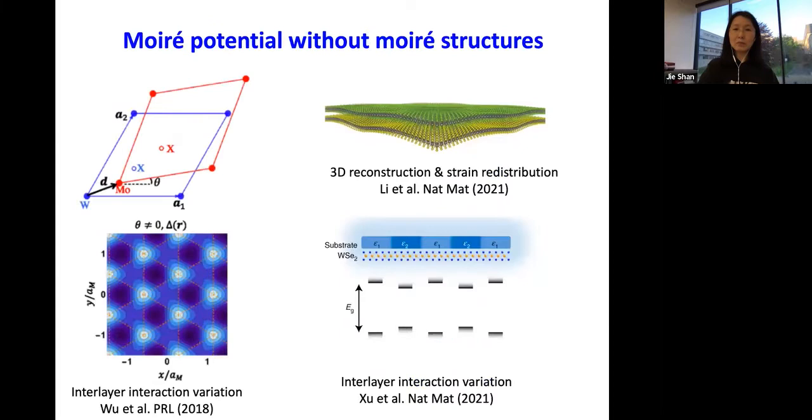Okay, one other thing I would like to mention is that, compared to graphene, we have a strong layer hybridization between the top and the bottom layers. Here, to have a moiré potential, you can have interlayer interaction which varies in the moiré period, or you can have a three-dimensional buckling reconstruction or strain redistribution, but you can also introduce external periodic potential, like what we showed in this paper. So you can achieve moiré physics without forming a moiré lattice structure.